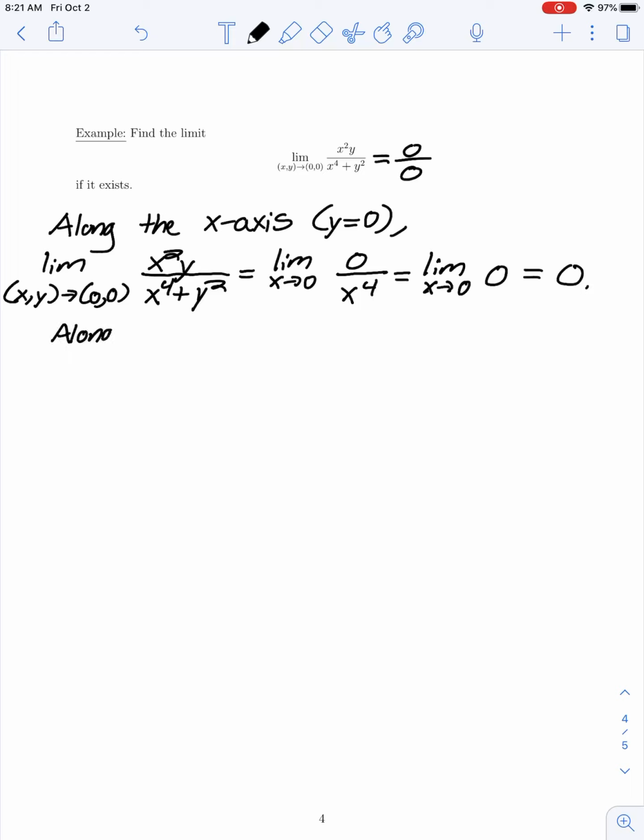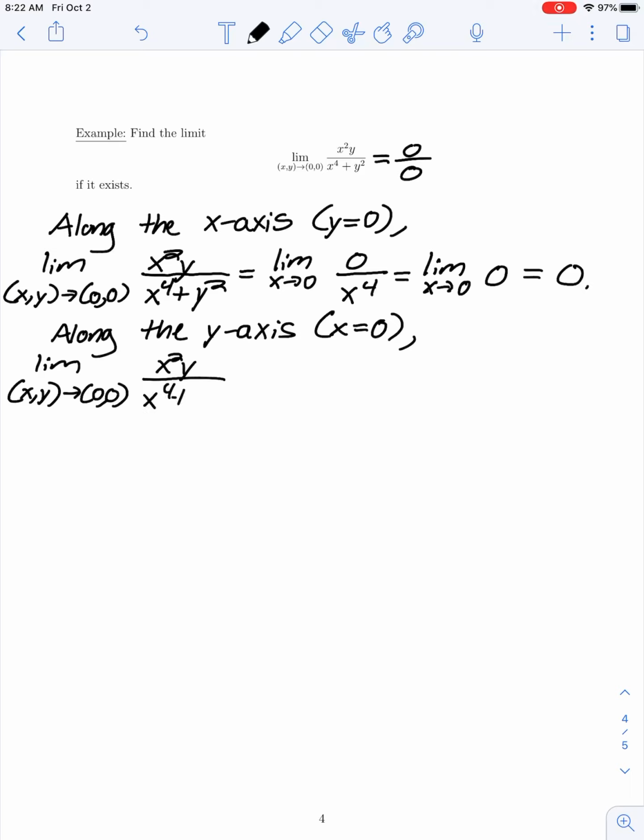Now again, if we were to consider approaching along the y-axis, which is the line defined as x equals 0, the limit of our function as (x, y) approaches (0, 0) will reduce to a limit of a single variable function as y approaches 0, since setting x equal to 0 in our function would leave us with 0 over y squared.